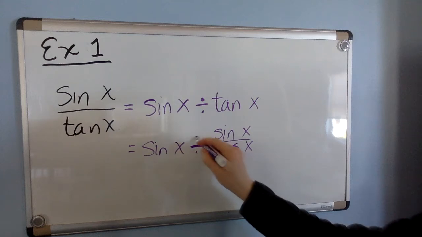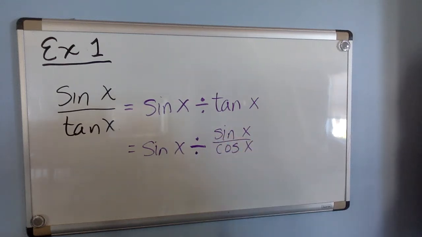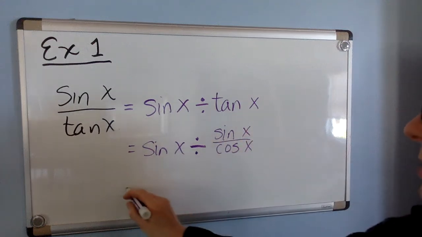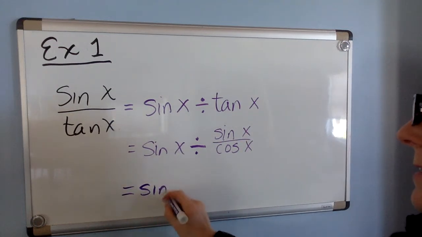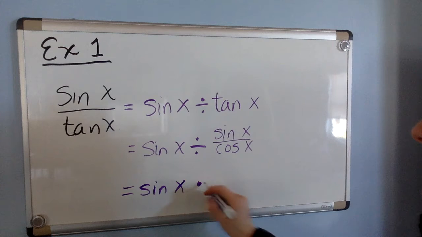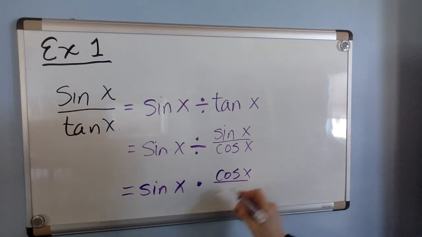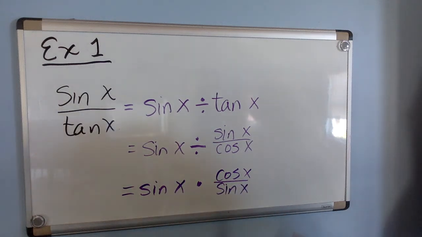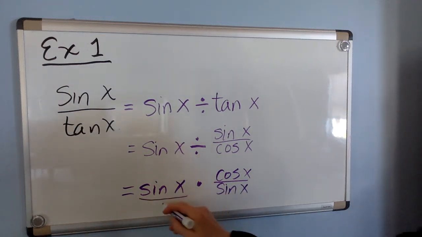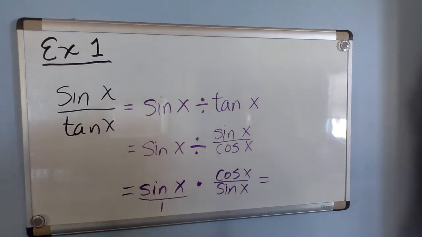And whenever you divide by a fraction, it's the same thing as multiplying by its reciprocal. So I'm going to rewrite this as the sine of x multiplied by the cosine over the sine. And to simplify it, I'm going to just put this over 1 because what I'm doing now is I'm multiplying two ratios or two fractions.